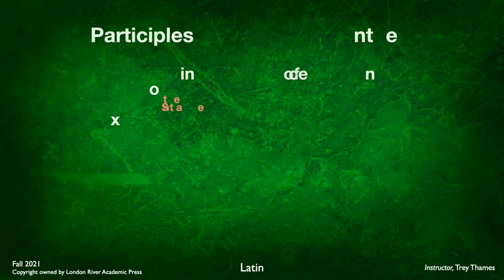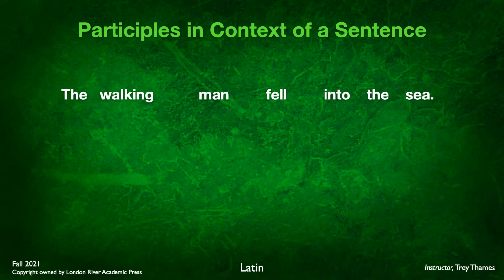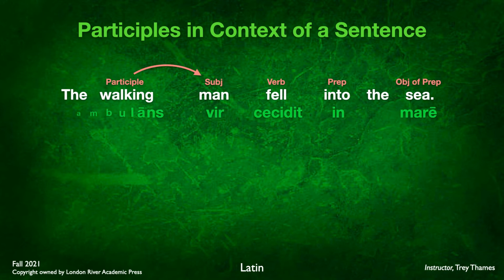Okay, now let's look at translating participles in the context of a sentence. We looked at how to translate participles on their own, at sort of just face value, but in the context of a sentence, its translation is just a little bit different. Let's take a look at the original sentence I gave you a minute ago. The walking man fell into the sea. Of course, man is our subject, fell is our verb, and we have our prepositional phrase into the sea. Walking here, of course, is our participle, and it is modifying the word man. In Latin, we would have the word ambulans. Ambulans is the participle modifying vir, man. Vir is in the nominative singular.